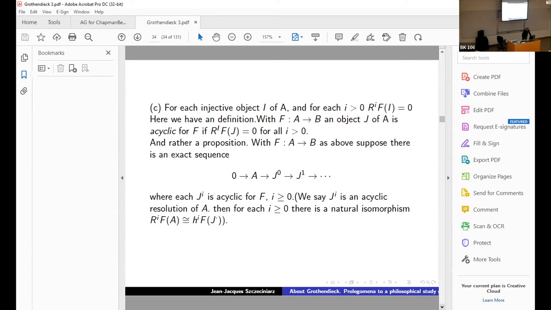We have another proposition with F from A to B as above. Suppose that there is an exact sequence like that, where each G^i is acyclic for F. We say G is acyclic. There is a natural isomorphism, but here, R^i F of A is isomorphic to H^i of F of G dot.